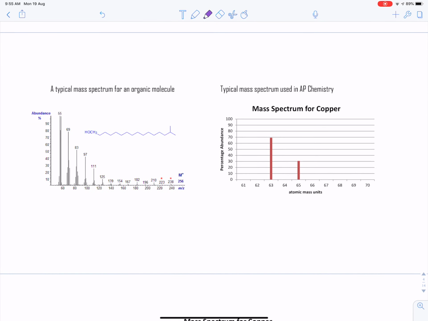In AP Chemistry, this is your typical mass spectrum for an organic molecule. But in AP Chemistry, we are going to use a very simple one, wherein you have only the atomic mass units on the x-axis instead of the mass-to-charge ratio, and percent abundance on the y-axis. And we will be only concentrating on monoatomic ions.